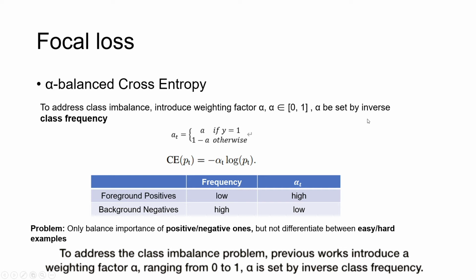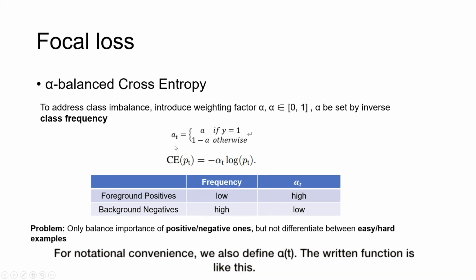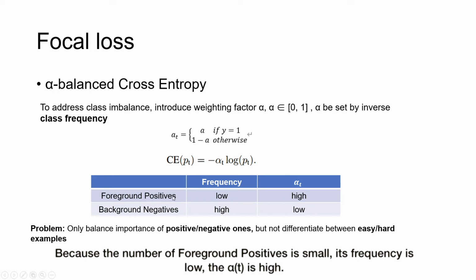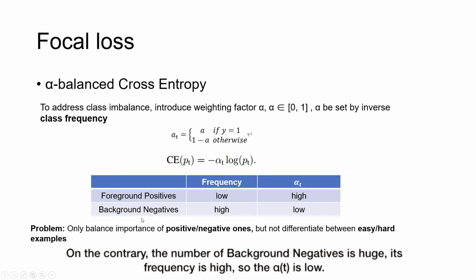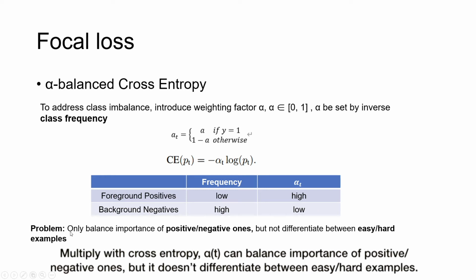Alpha is set by inverse class frequency. For notational convenience, we also define FRT. Then the RetinaNet loss function is like this. Because the number of foreground positives is small, so the frequency of it is low, the FRT of it is high. On the contrary, the number of background negatives is huge, so the frequency of it is high, the FRT of it is low. Multiply with cross entropy.